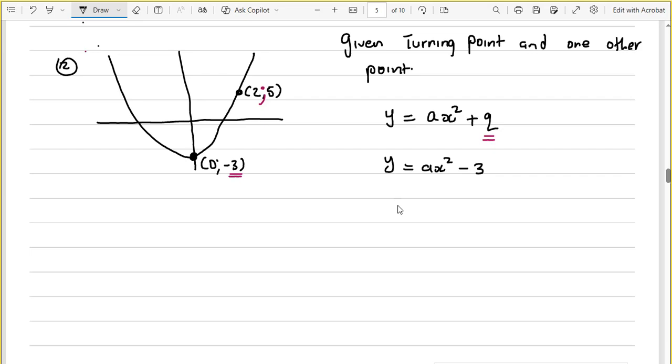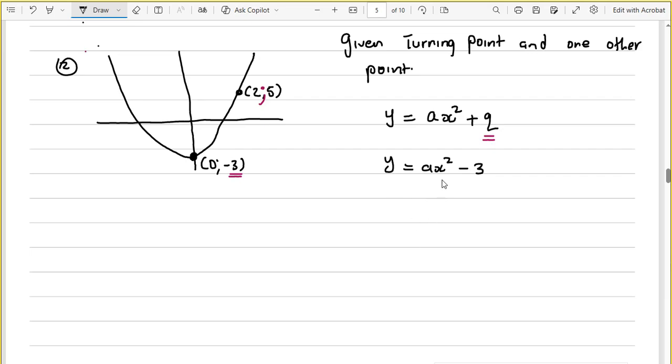We need to find a. How can we find the value of a? By subbing in x and then solving for a. Okay, just tell me the values that we need to substitute. Which point? x with 2. Sorry, with 0. No, with 2. Then we try and solve for a.